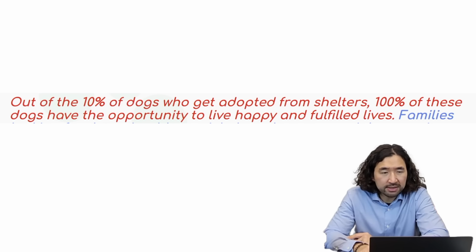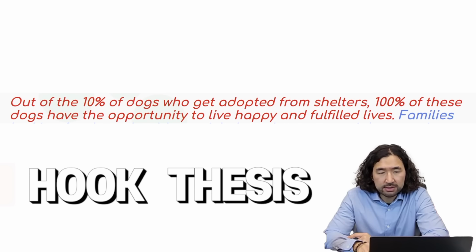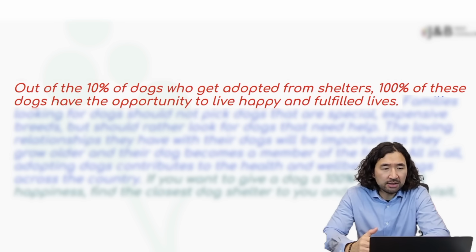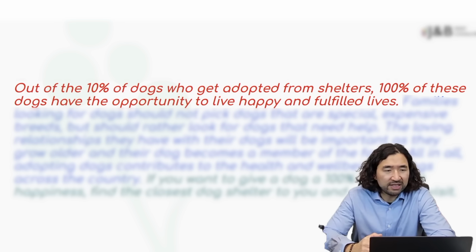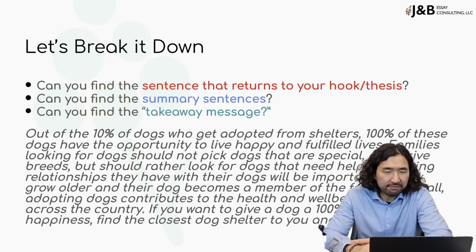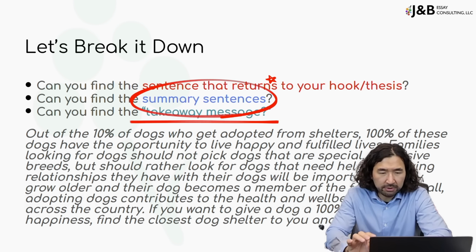So the first sentence is the hook or thesis. Remember, you have to restate and reword. You cannot just copy and paste the same thesis. When you're revisiting those theses and readapting, make sure you're restating. The first sentence is the thesis. So, out of 10% of dogs who get adopted from shelters, 100% of these dogs have the opportunity to live happy and fulfilled lives. After that, we have to have the summary sentences, which sit in the middle of the paragraph.